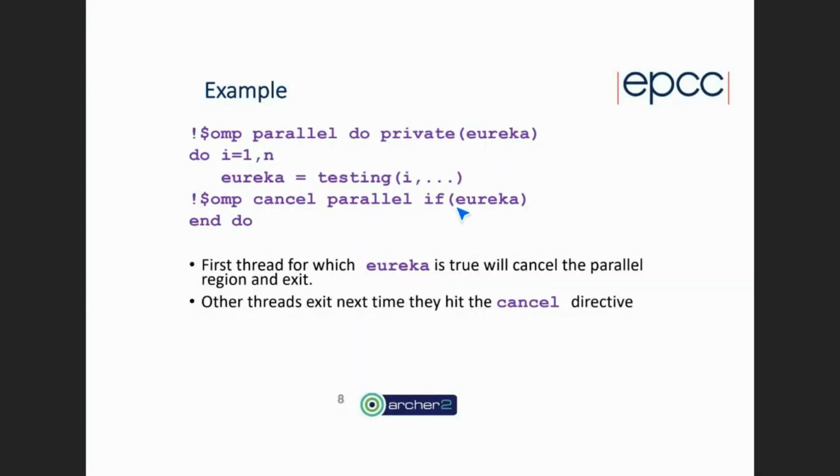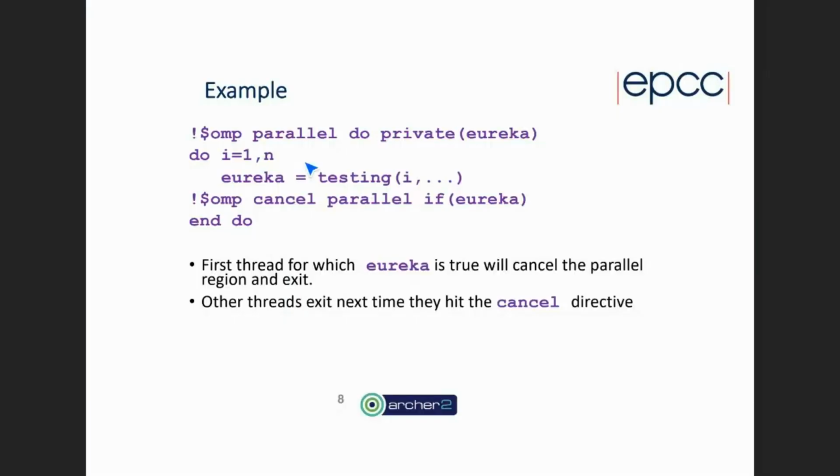And if the test was successful, so you found something, then you can say cancel parallel region at this point. The first thread for which eureka is true will cancel the parallel region. All the other threads, the next time they encounter this cancel directive, which also acts as a cancellation point, will observe the signal and jump out the next time they get to the end of an iteration of the loop.